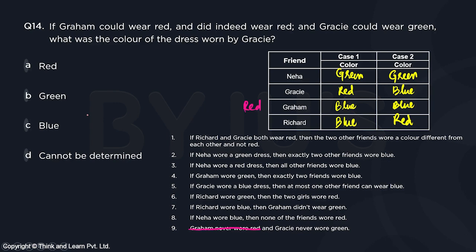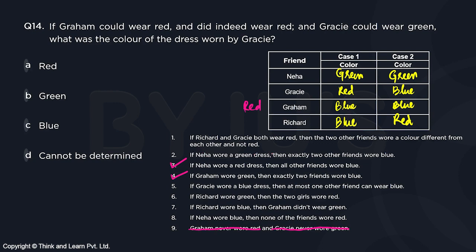So when Graham wears red, that means we can't take the fourth statement because Graham wears green, that is not taken. Then it says if Graham wears red, then we can't have Neha wear a red dress, because if Neha wears a red dress, that means all other friends wear blue, but Graham wears red. So we can't take Neha as red. So this entire statement is done.